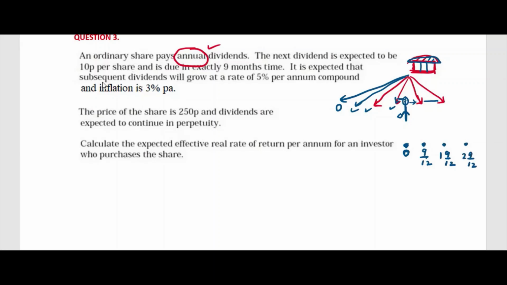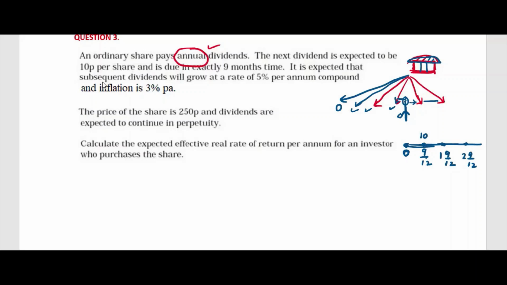So everything is an annuity here. What you are doing, 9 months' time and 10, but it's not constant. If things were 10, 10, 10, then 10 v power 9 by 12, 10, 1 plus 1, 9 by 12, all that. That way you could have done. The dividends are not constant here. The dividends grow. It's expected that subsequent dividends will grow at a rate of 5% per annum compound, okay?